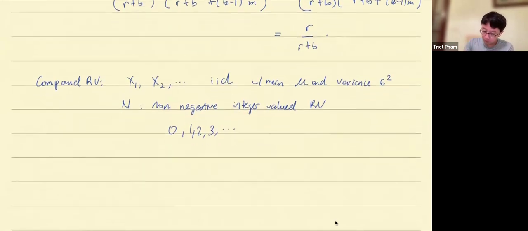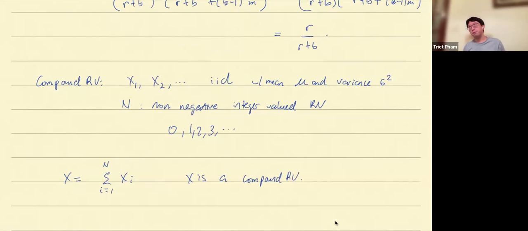Because what are we doing? What we want to do is sum the Xi from 1 to n. All right. And if we do that, X is a compound random variable. It's called a compound random variable. So what's special about this?